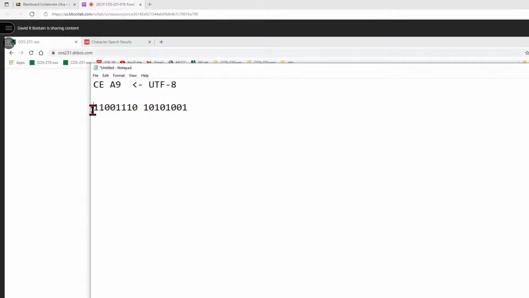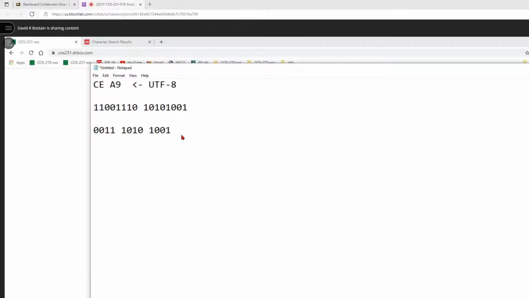We can always look at the start of the character to figure out how many bytes long it is. 110 means it's a 2-byte character. So these are the first 5 bits. 10 is the continuation byte. So those are the 6 bits. So if we break this into sets of 4, put a 0 on the front to make it a set of 4, and turn that into hex.